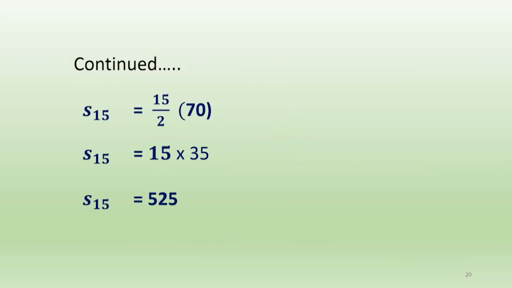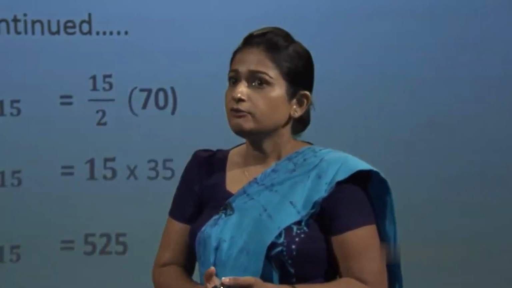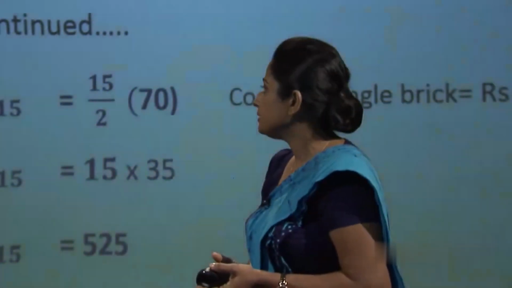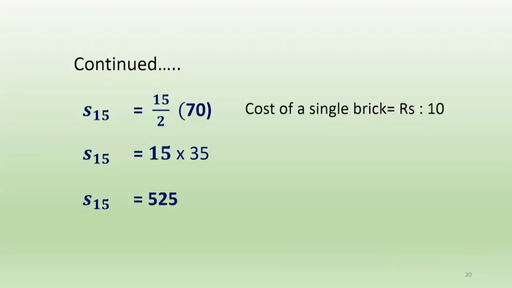S15 equals 525. So we can see there are 525 bricks up to the 15th year. Do you know the cost of 1 brick? That was given. The cost of 1 brick is 10 rupees.